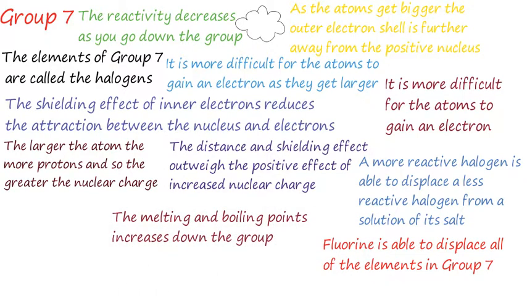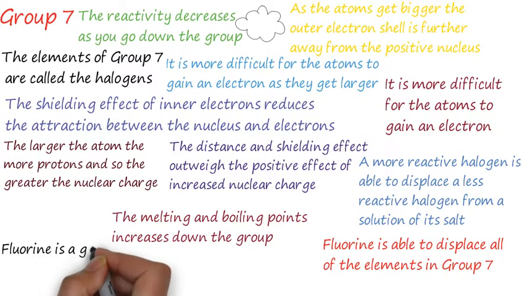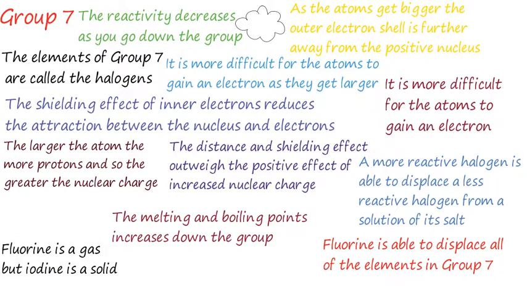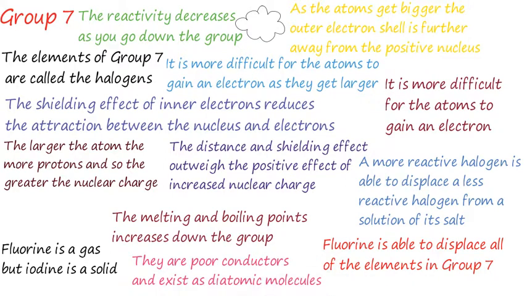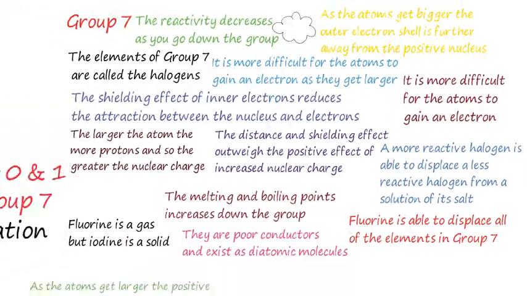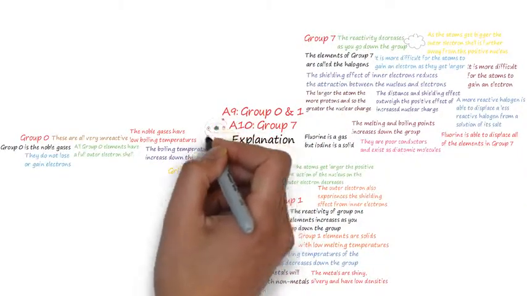The melting and boiling temperatures of the elements increase as you go down the group, with fluorine and chlorine at the top being gases, bromine in the middle being a liquid and iodine being a solid. The halogens are non-metals and so are poor conductors, and they also exist as diatomic molecules. This means they are pairs of atoms held together by covalent bonds.